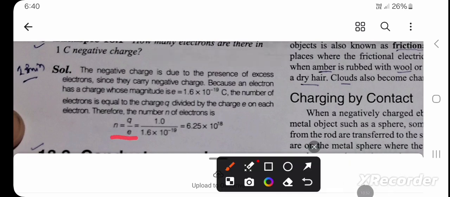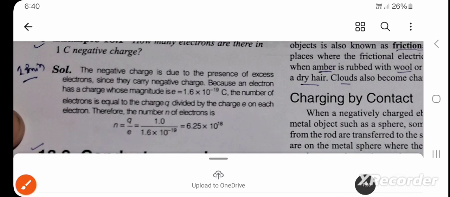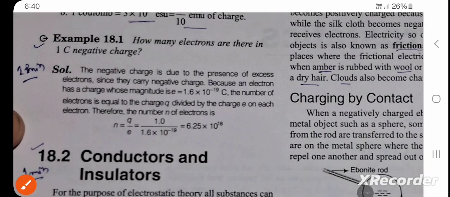Q is equal to NE, and N is equal to Q divided by E. We know that Q is 1 coulomb of charge, that is Q is 1, divided by E. E is 1.6 into 10 to the power minus 19. So we'll get the value 6.25 into 10 to the power 18. This number of electrons constitutes 1 coulomb negative charge.